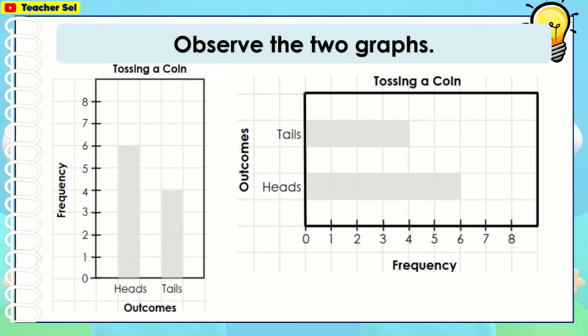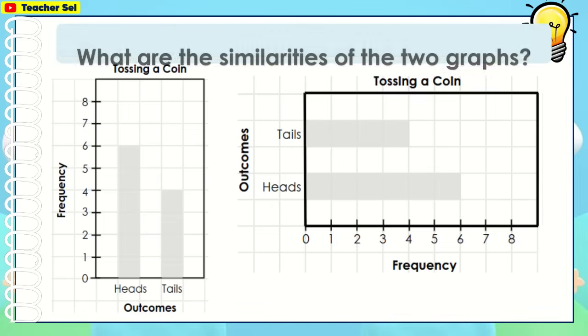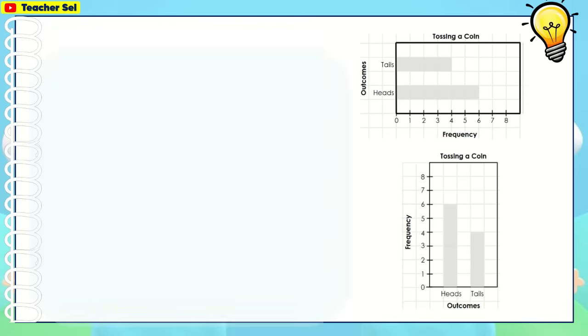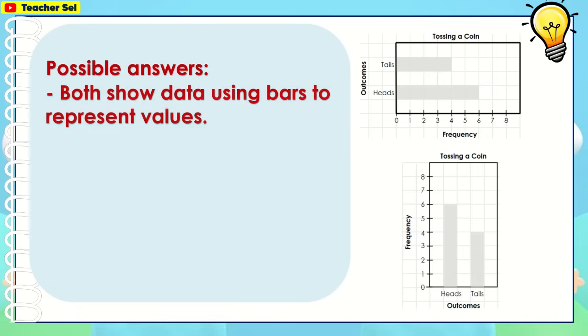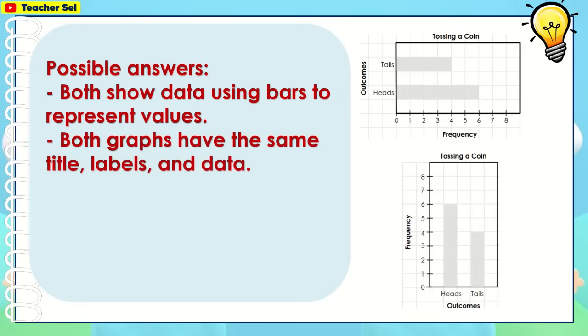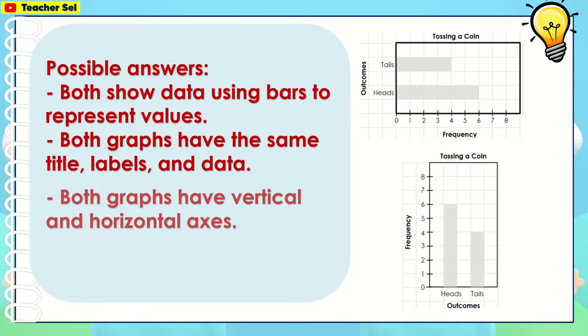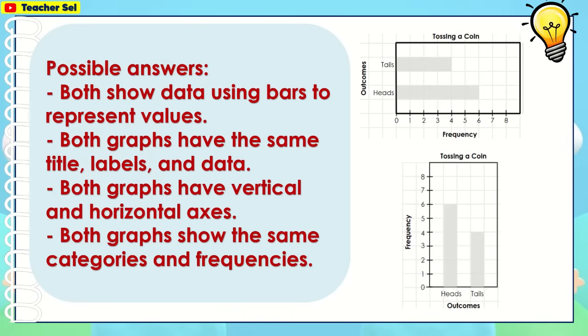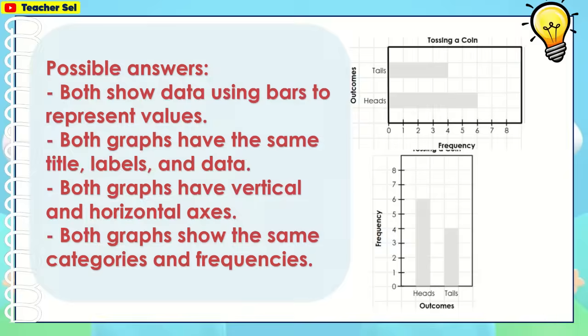Observe the two graphs. What are the similarities of the two graphs? Here are possible answers. Both show data using bars to represent values. Both graphs have the same title, labels, and data. Both graphs have vertical and horizontal axes. Both graphs show the same categories and frequencies.